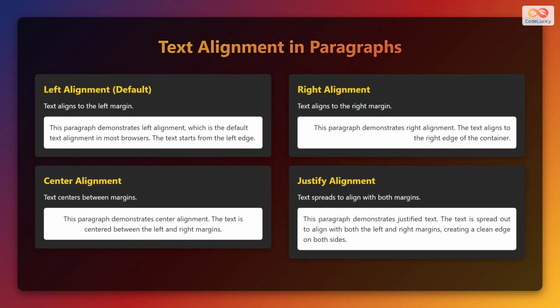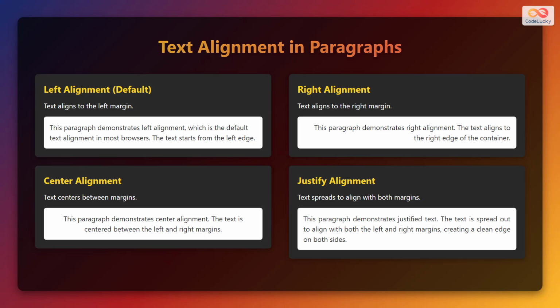Now let's understand text alignment in paragraphs. We will explore with examples. The first example is left alignment, which is the default. Text aligns to the left margin. The second example is center alignment. Text centers between margins. The third example is right alignment. Text aligns to the right margin. The fourth example is justify alignment. Text spreads to align with both margins.